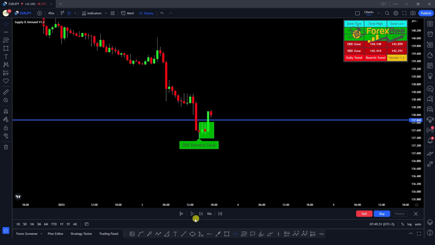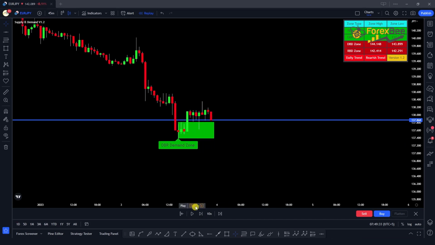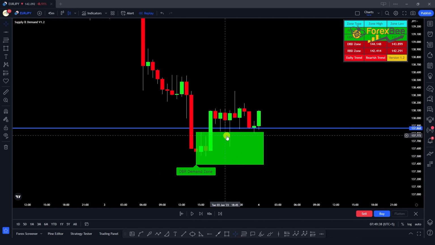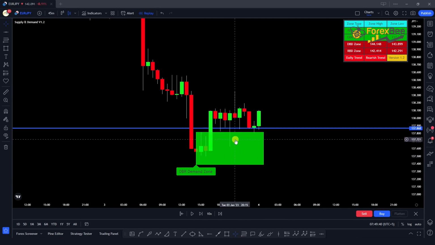So now let's go ahead and forward play the market and see. And here, as you can see, with the formation of this candle, the market picked the pending orders, and now it's getting ready to move in the bullish direction.